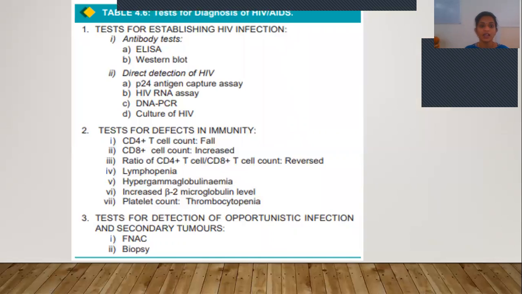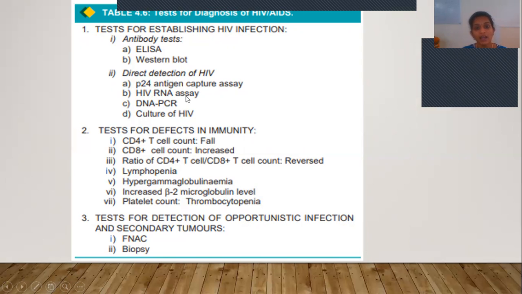And now diagnosis. So what are the different diagnostic tests? As it is a virus, as it is an antigen, we have to identify the antibodies. If the antibody is present in our body, it indicates that antigen is there, right? So the antibody tests include ELISA and Western blotting test, and direct detection of HIV, that is direct detection of HIV antigen. It includes P24 antigen capture assay, HIV RNA assay, DNA PCR, culture of HIV. So P24 is a core protein, so we'll be identifying this protein. If this protein is found, it will indicate the presence of HIV virus.